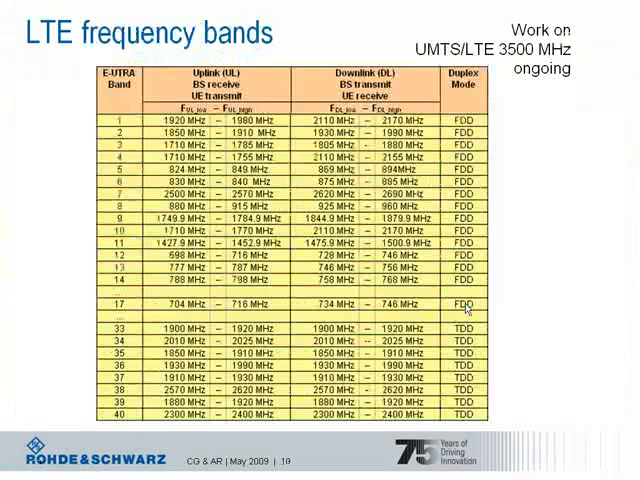This table shows the LTE frequency bands that are specified. The table is taken from 3GPP specifications as of March 2009, and shows the specified bands for LTE operation. So there will be more bands added in future. For example, there's work on UMTS LTE 3.5 GHz operation ongoing. As you can see in the table, bands 1 up to 17 are defined for FDD operation, and bands 33 up to 40 are defined for TDD operation.